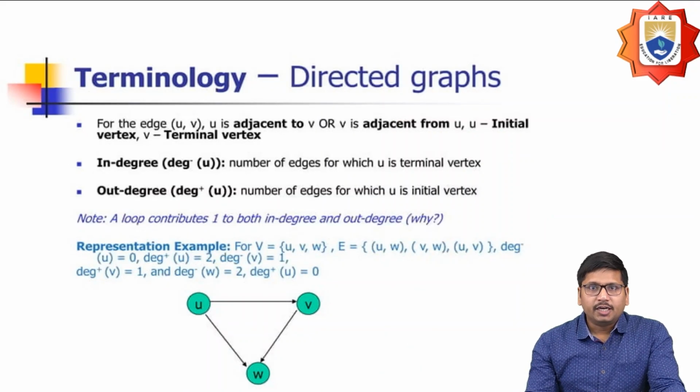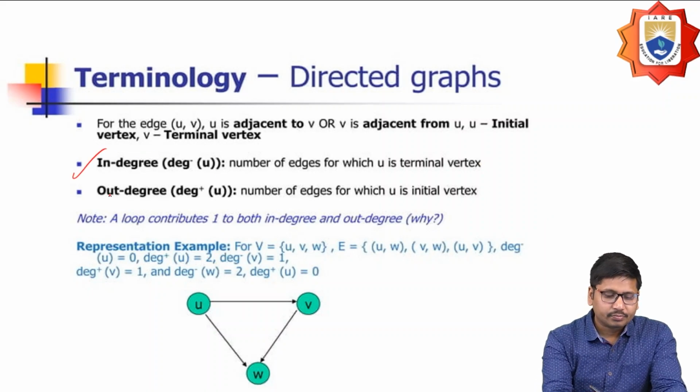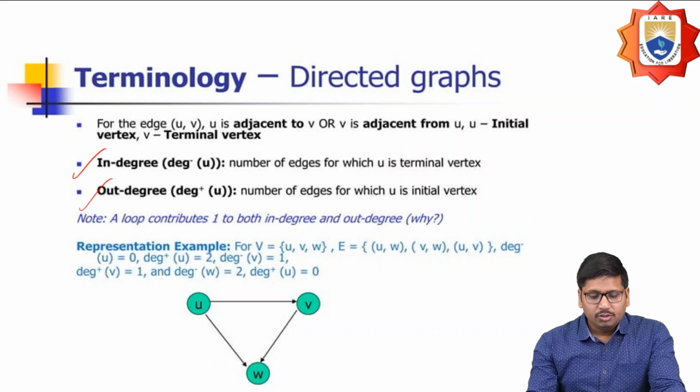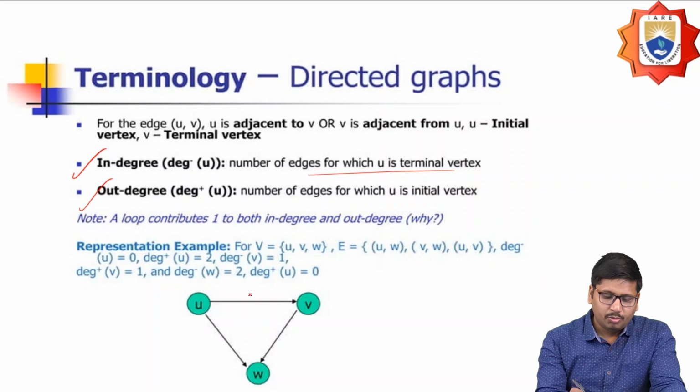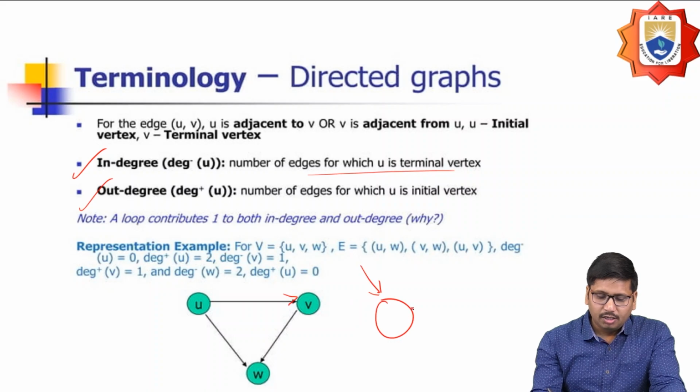When it comes to the directed graph, two vertices are said to be adjacent whenever there is an existing edge between the two vertices in the directed form, and the degree of the directed graph is split into two types, in degree and out degree. In degree means the number of edges for which u is a terminal vertex, that is, the number of edges incident on the vertex. The number of edges leaving from the vertex is called the out degree.